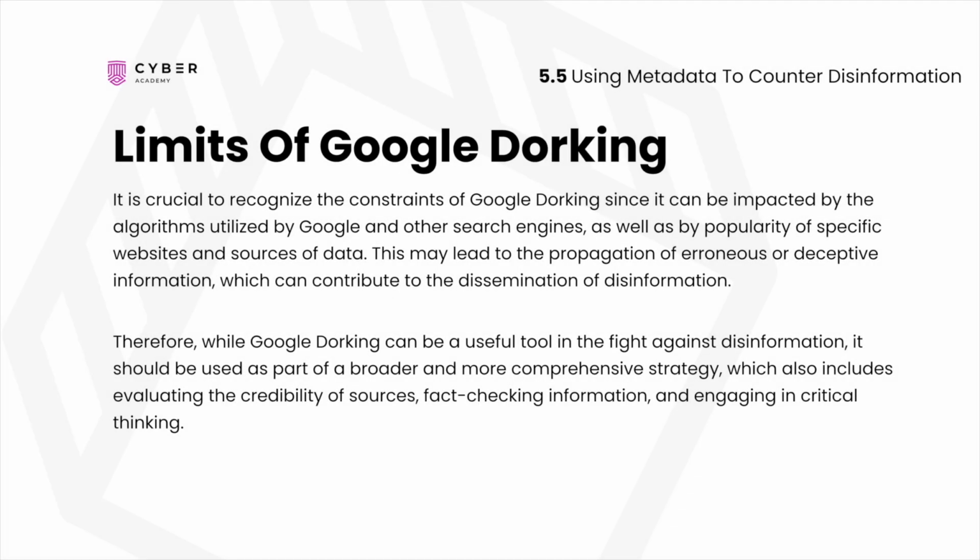In addition, it is also important to be aware of the limitations of Google dorking, as it can be influenced by the algorithms used by Google and other search engines, as well as by the prominence of particular websites and sources of information. This can result in the promotion of false or misleading information, which can further spread disinformation. Therefore, while Google dorking can be a useful tool in the fight against disinformation, it should be used as part of a broader and more comprehensive strategy, which also includes evaluating the credibility of sources, fact-checking information, and engaging in critical thinking.